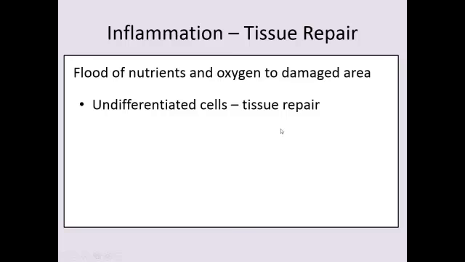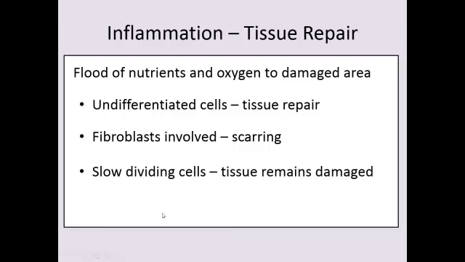If there's not a whole lot of damage, these undifferentiated cells can repair the tissue so that you can't even tell. If there's been a lot of tissue damage and the repair has to happen quickly, we have fibroblasts being involved, and this leads to scarring. A lot of scarring can be a problem. A little bit of scarring, not so much.